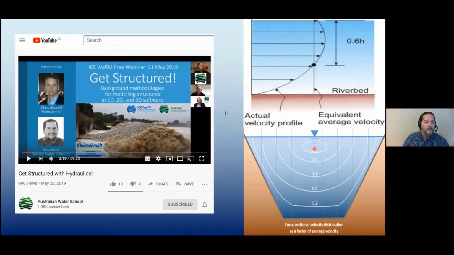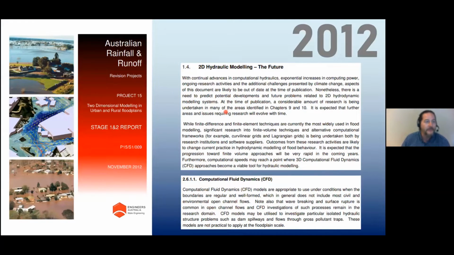Now, I do want to talk about the AR&R, because this is an Australian water school that's hosting this. We'll talk about the Australian Rainfall and Runoff guidelines, and other jurisdictions may have their own. Looking at the worldwide audience, not everybody's going to be interested in what's going on in Australia, but it's kind of representative of how the industry has been handling 3D modeling in the past.